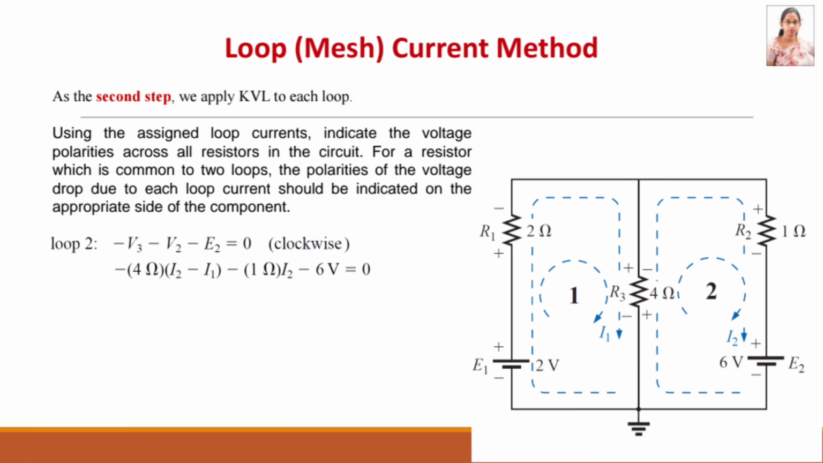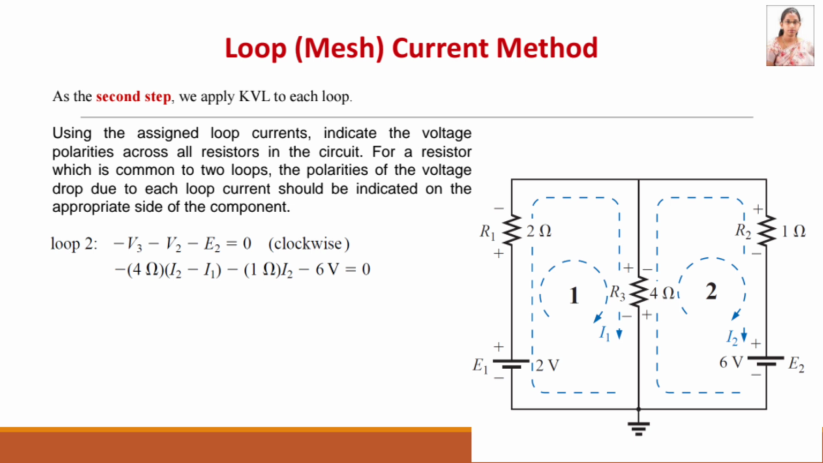Similarly, we have to apply KVL for the next loop. Here the voltage source is E2. The assumed current direction is also clockwise. So, minus V3 minus V2 minus E2 equals 0. V3 is again the voltage drop across the resistor R3 and V2 is the voltage drop across the resistor R2. So 4 into I2 minus I1, since here we consider loop 2. So the current through it is I2 minus I1.